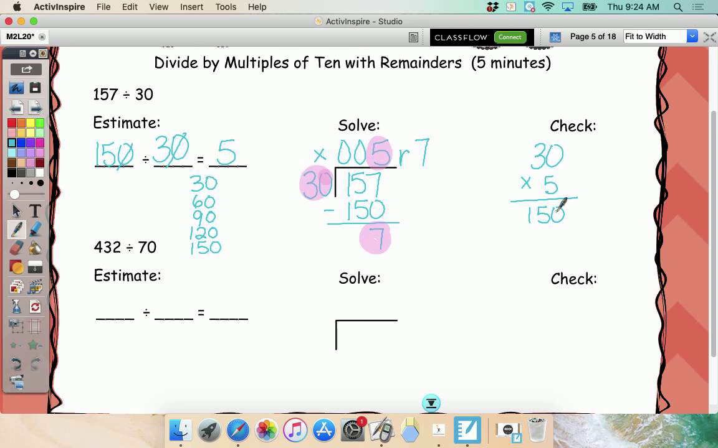Sergio? Okay, I subtracted in my problem. So when I check it, I want to do the opposite of subtract. So what's the opposite of subtraction? Addition. Good. Now, if I do this correctly, it should match the dividend I started with. Okay, let's go down and do the next one.